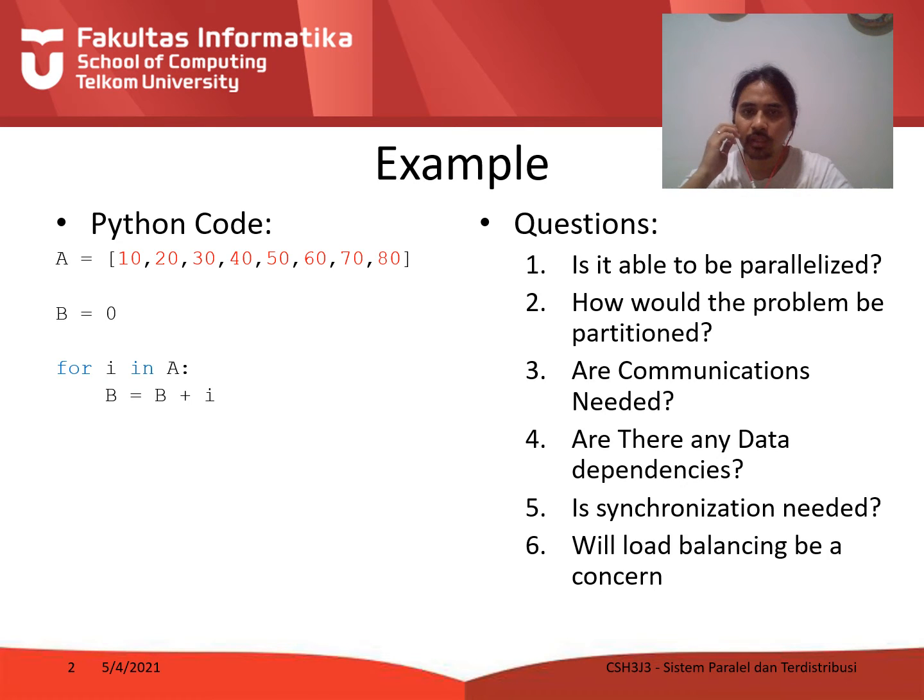So we have discussed that there are 6 steps in designing a parallel program, and now we have a program and we want to create a parallel program from it, and we have to answer the following questions that we have learned before. This is a Python code. There is a list. A list is just like an array in other languages. So A is a list with the members 10, 20, 30, 40, 50, 60, 70, and 80.